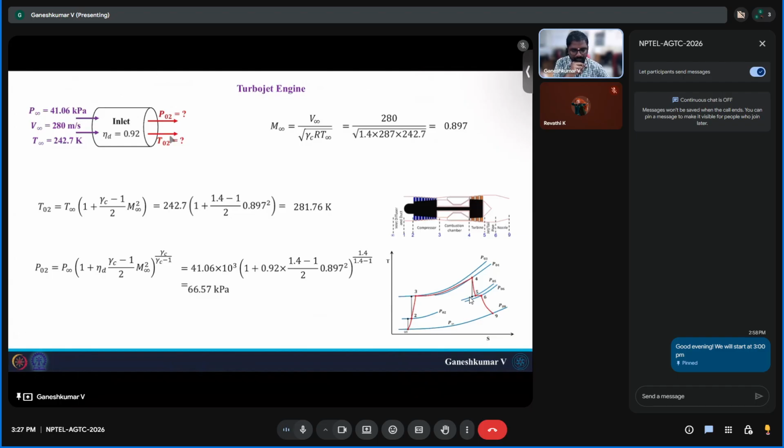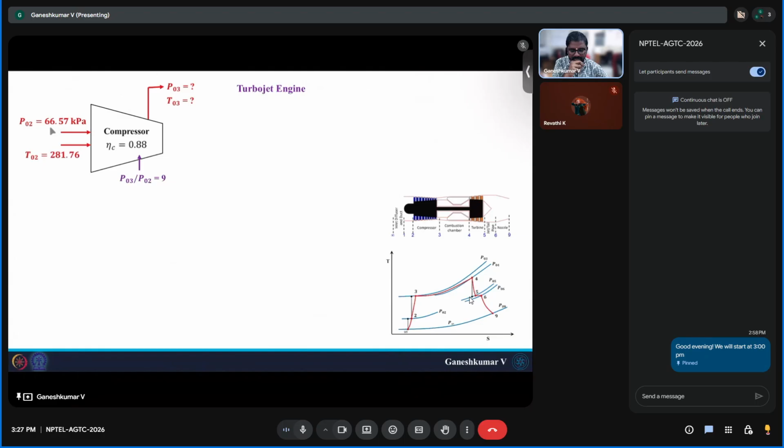Now that we have achieved P02 and T02, we will proceed forward with the compressor. Since P02 is 66.57 kilopascal and T02 is 281.76, and we know the pressure ratio is 9, we can directly find P03. It's nothing but 9 times this 66.57 kilopascal, which will be something like 599.13 kilopascal. Which means around 5.9 bar, so roughly 6 bar pressure, or 6 atmospheric pressure, at the exit of the compressor.